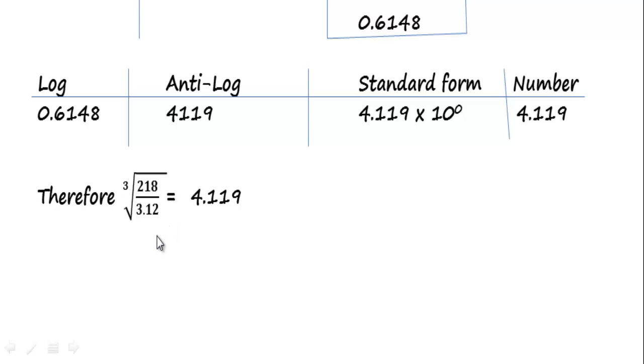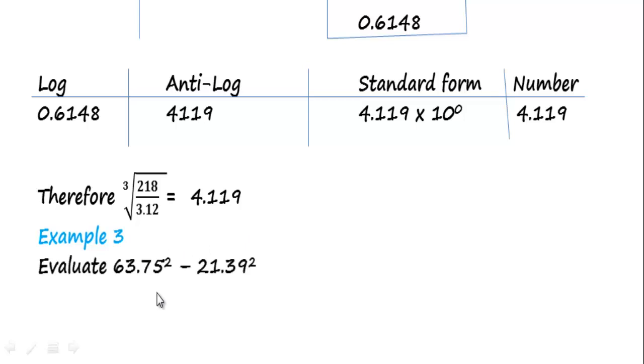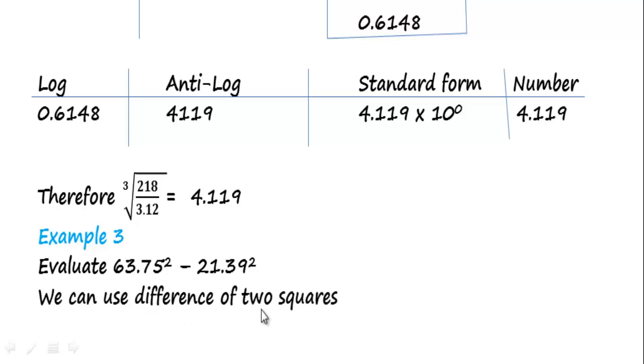cube root of 218 divided by 1.21 is equal to 4.119. Example 3. Evaluate 63.75 squared minus 21.39 squared. Now we can use difference of two squares. Of course, we can use difference of two squares. It's one of our classes which will be uploaded soon.